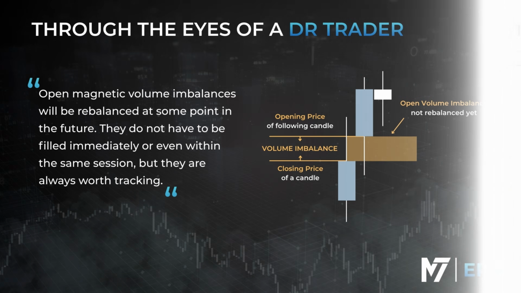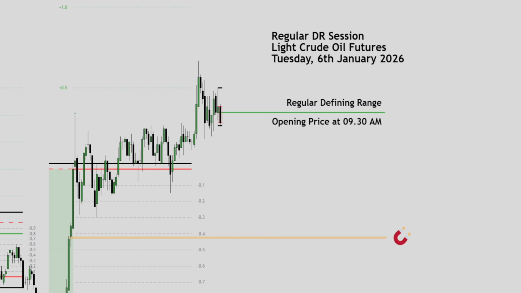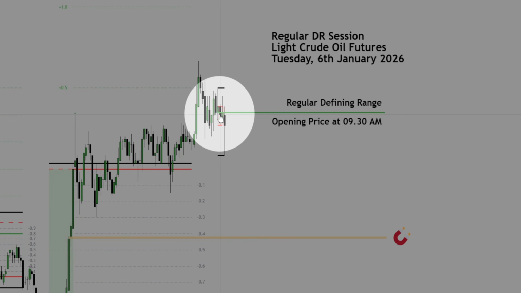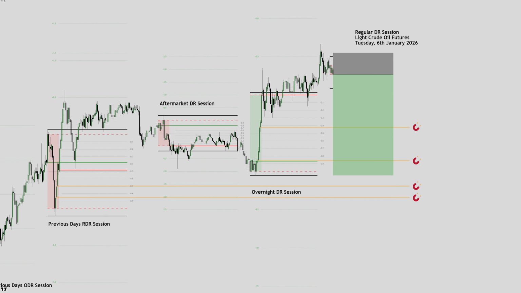Take a note of this. Open magnetic volume imbalances will be rebalanced at some point in the future. They do not have to be filled immediately or even within the same session, but they are always worth tracking. The next candle closes below the opening price, and the following two candles fail to trade above it. Experienced DR traders already recognize this as a potential opportunity forming.